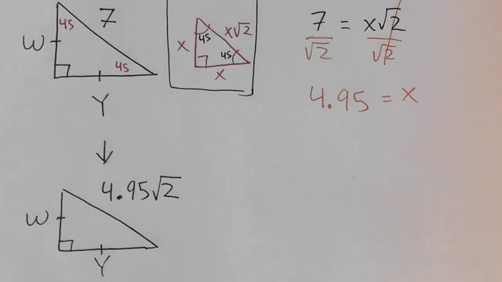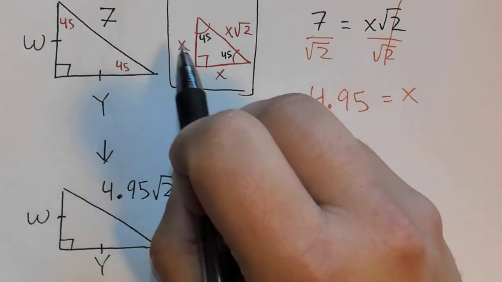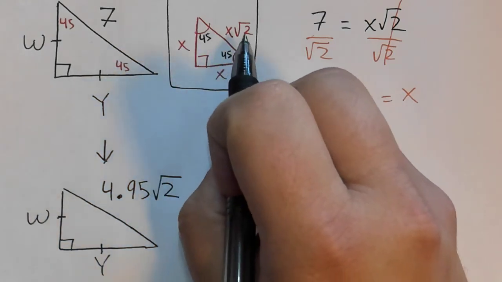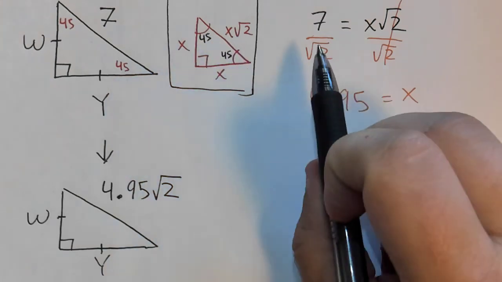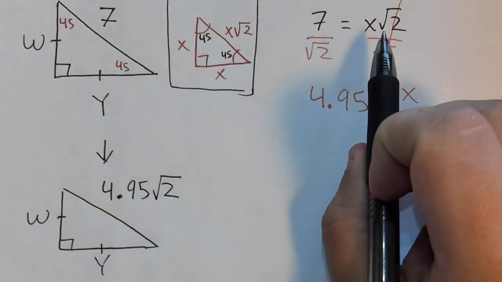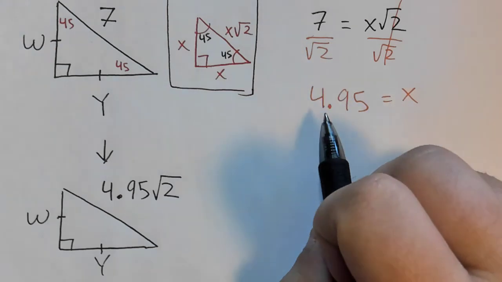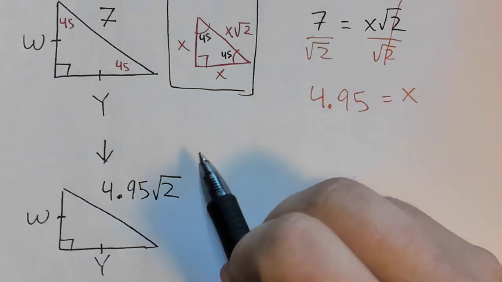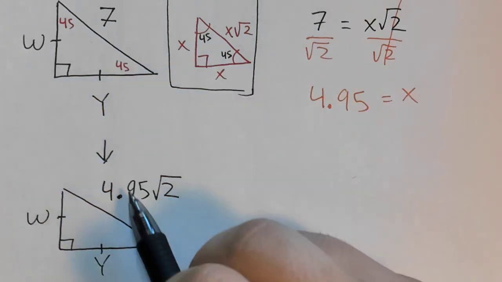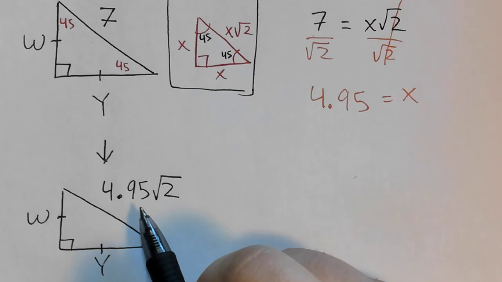So what happened here is this 7 is not in the x root 2 form, so we had to figure out what x was. We set 7 equal to x root 2, divide by root 2, divide by root 2, and you get 4.95 is equivalent to x. That means this 7 turns into 4.95 times root 2.